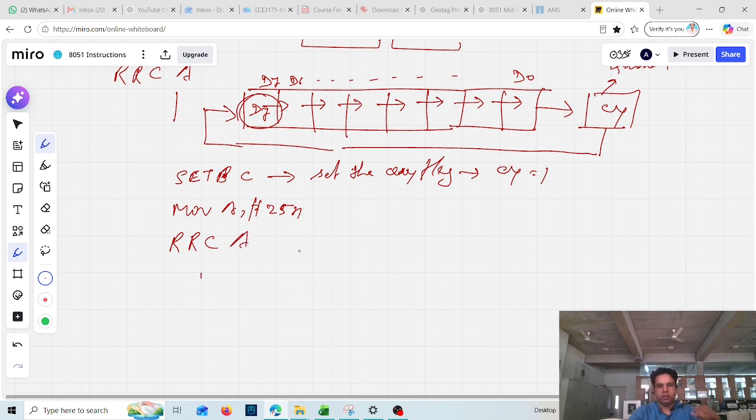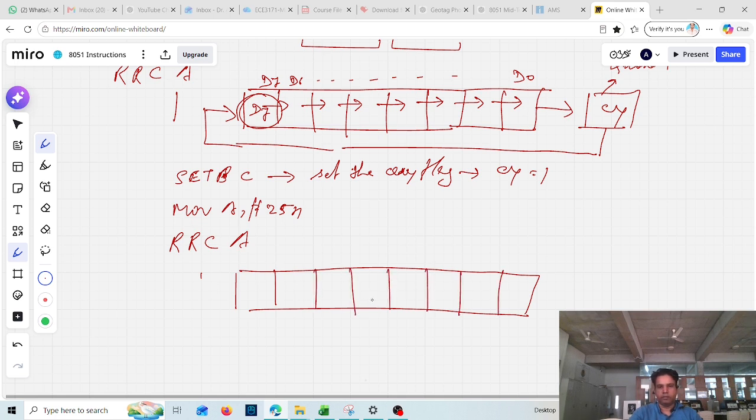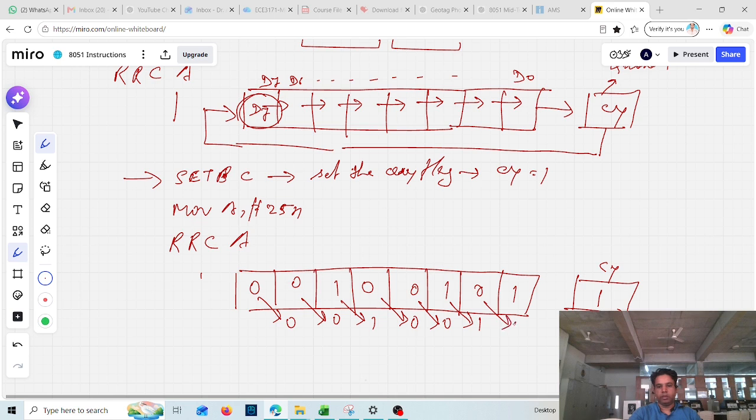Now see here, let us again draw the 8 bits. So 2 is 0 0 1 0, 5 is 0 1 0 1, and here is the carry flag bit. Okay, the carry flag bit is 1 because of this instruction. We have already written STC, so this is 1. Now when you have written this instruction, this 0 will come here, this 0 will come here, this 1 will come here, this 0 will come here, this 0 will come here, this 1 will come here, this 0 will come here. And this 1 will go in the carry flag bit, and the carry flag bit will come in place of D7 bit. This is D7 bit.